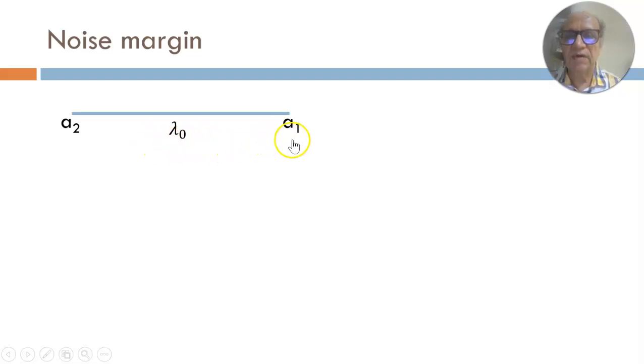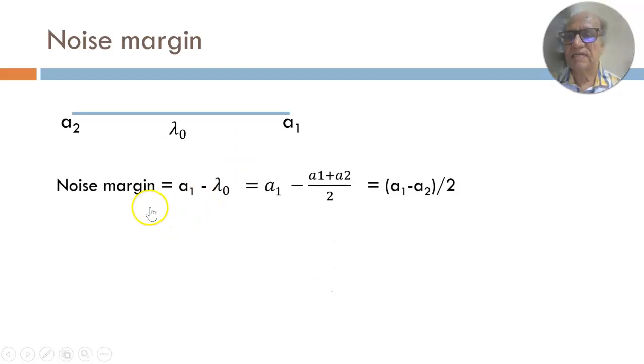That is why this value A1 minus lambda 0, which is also equal to lambda 0 minus A2 because of the symmetry, is called the noise margin. So what is the noise margin? Let's calculate that. Noise margin is A1 minus lambda 0. That is equal to A1 minus (A1 plus A2) by 2. Remember, this is our threshold. So when you solve this, you will get (A1 minus A2) by 2. So this is the noise margin.